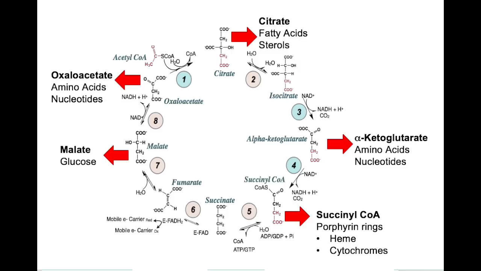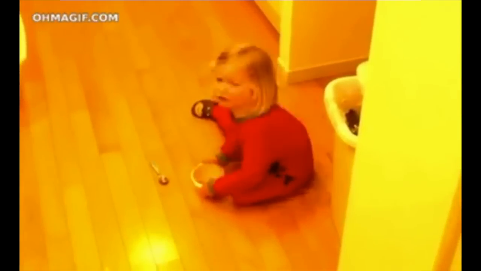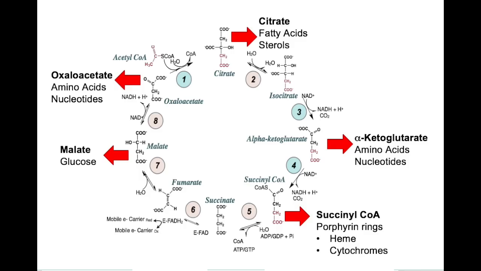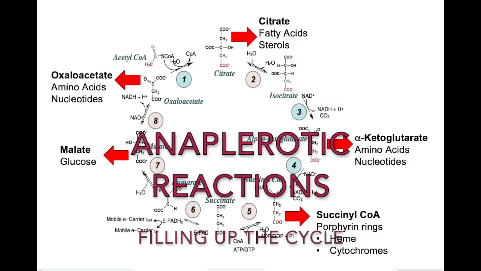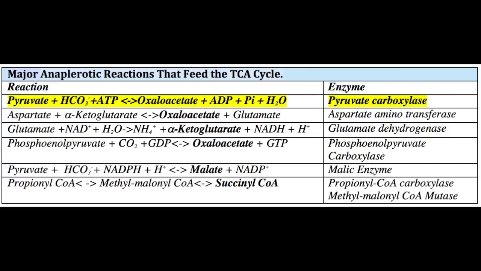Now the thing is, if we're going to use all of these intermediates to make other metabolites, we run a danger of depleting the cycle. And so there are reactions to fill up the cycle again so that we do not deplete these intermediates. Reactions that synthesize these intermediates are called anaplerotic reactions. This means filling up in Greek. The major anaplerotic reactions that fill the TCA cycle are shown here.